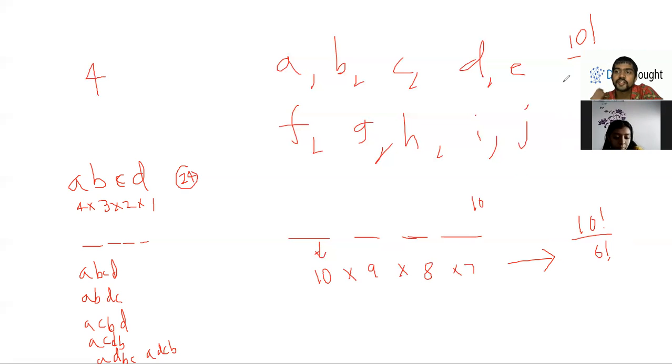I mean, it is just an interpretation. Interpretation helps us get it intuitively. If I learn it by heart, I have to learn it as n factorial by n minus r factorial. But if I see a pattern, I see that I have total 10 factorial and I'm dividing it by missing items. Missing items are, from 10 I took 4, so 6 are missing.